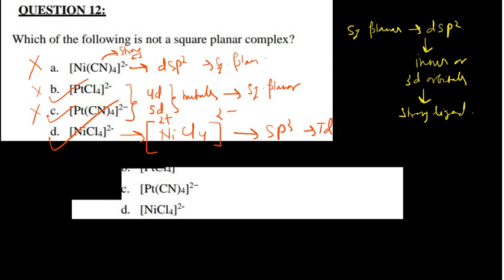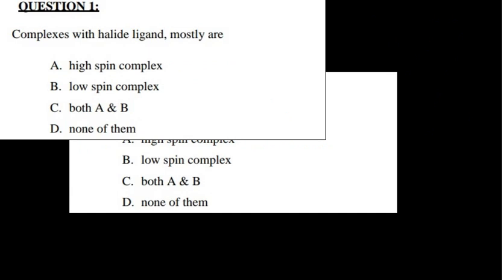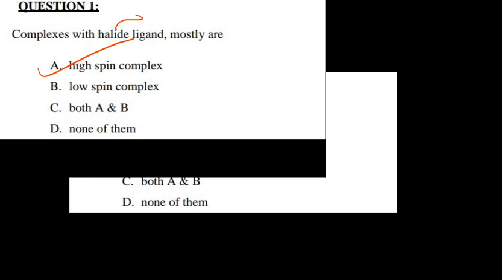Now moving to the next problem, and this is my last problem, the 20th problem. It says, the complexes with halide ions mostly are... okay, this is quite simple. Usually the halide ions, due to their greater size and weak ligand nature, are weak ligands. So when the ligands are weak, they cannot force electrons to pair up in the d orbital. So they form high spin complexes. So option A is the correct answer. Again, you can see it's a theoretical part.